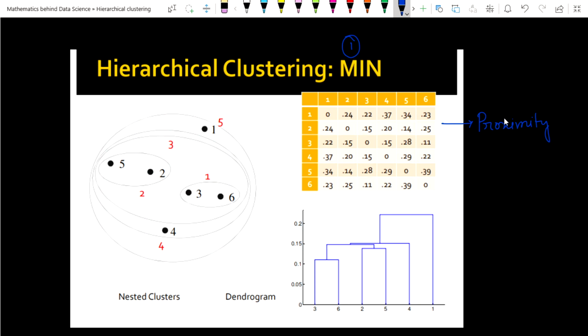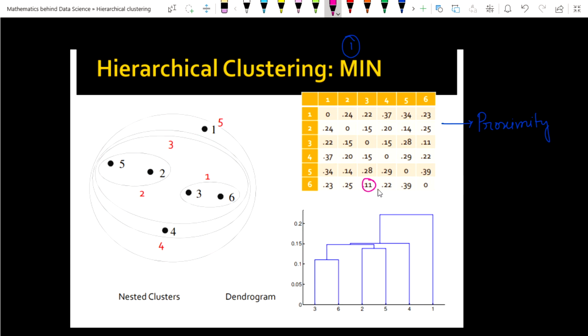At the beginning of this lecture, we saw how to calculate this proximity value. Now, based on this proximity value, first we have to find the minimum one. So what is the minimum value in this proximity matrix? If you look closely, the minimum value is 0.11. This 0.11 is the minimum value among all the values of this matrix.